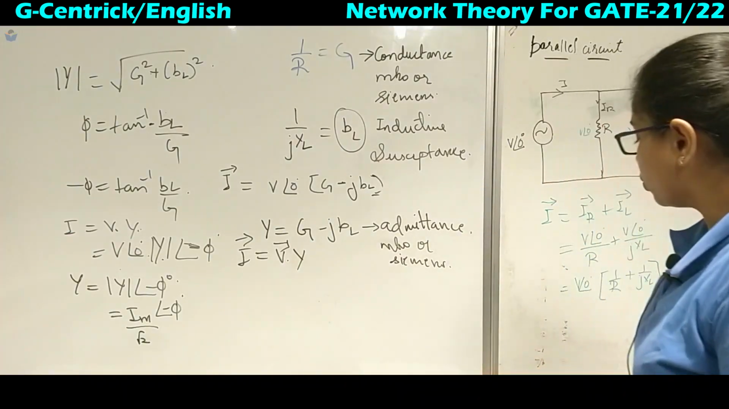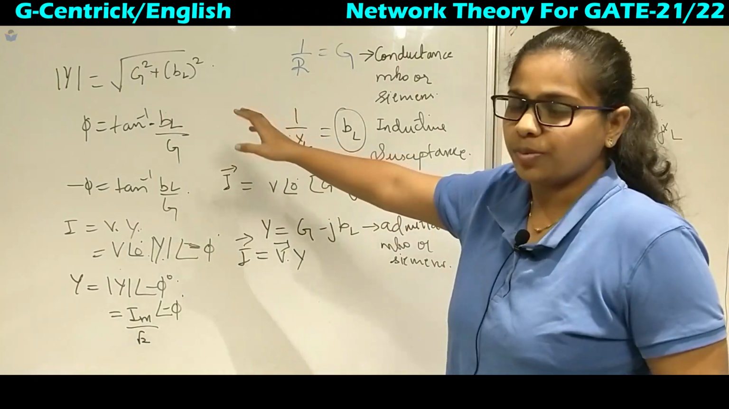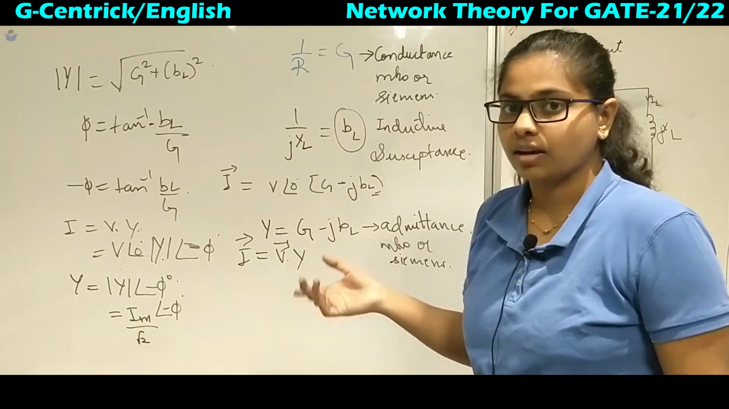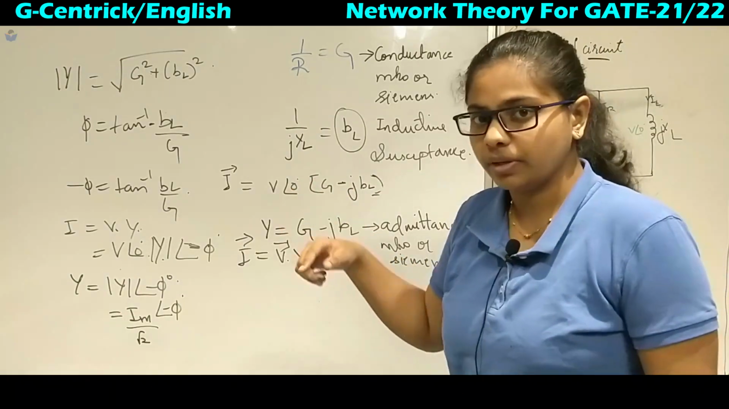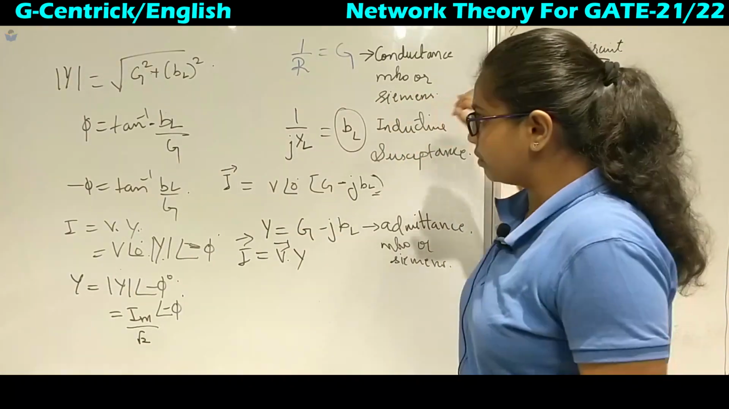Now if you have to draw the phasor diagram for this one, the power is also the same, that is Vrms Irms cos phi, or I square rms into R. And what is the reactive power? It will be Vrms Irms into sin phi. So this is about the RL circuit.